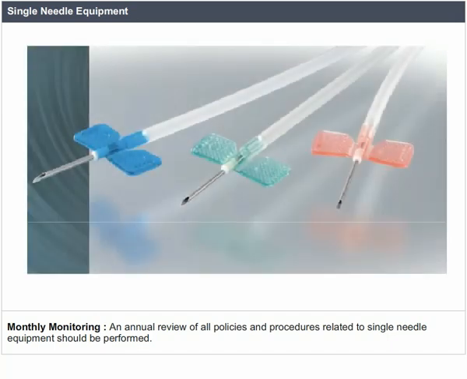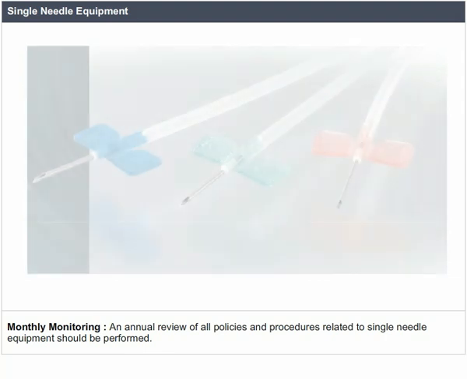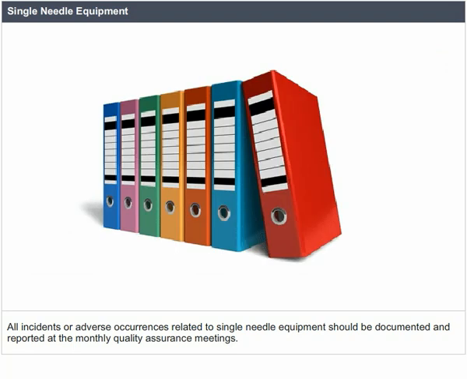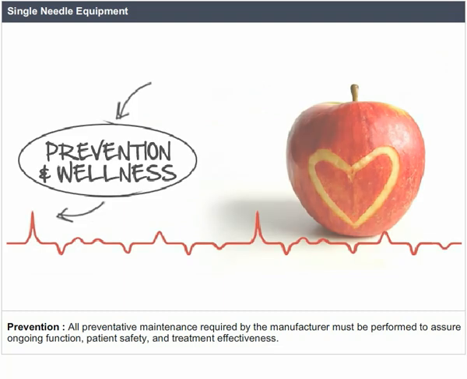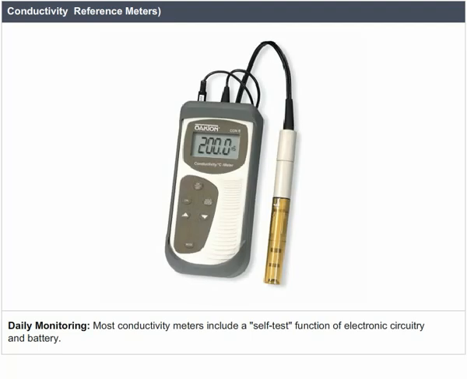An annual review of all policies and procedures related to single needle equipment should be performed. All incidents or adverse occurrences related to single needle equipment should be documented and reported at the monthly quality assurance meetings. Prevention. All preventative maintenance required by the manufacturer must be performed to assure ongoing function, patient safety, and treatment effectiveness. Conductivity reference meters. Daily monitoring.